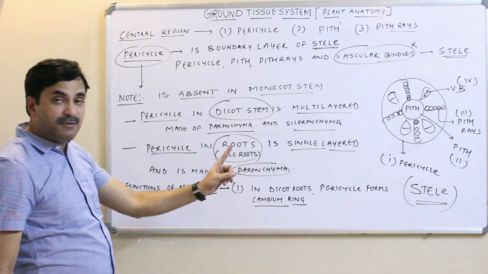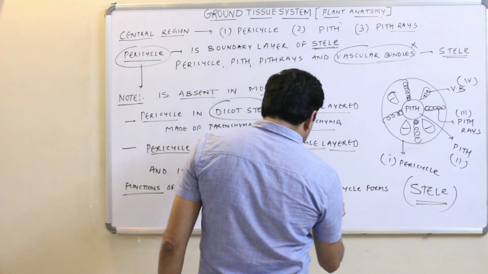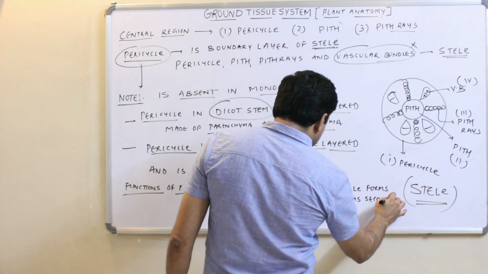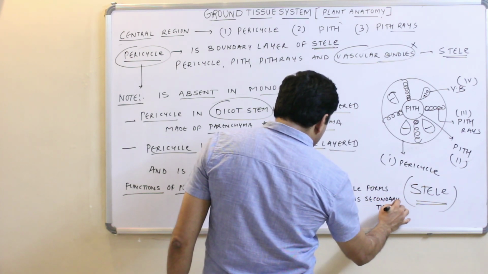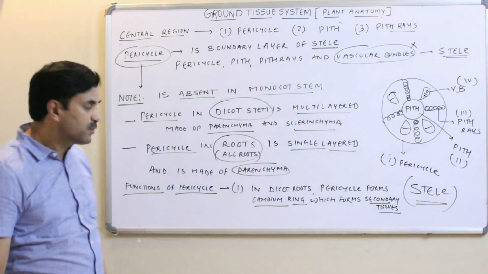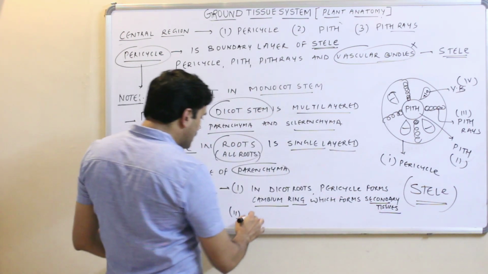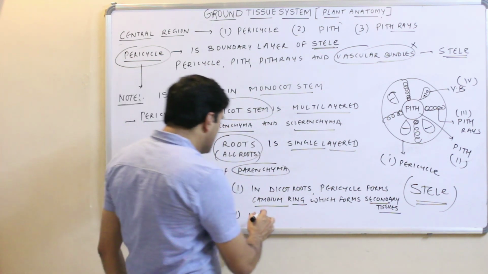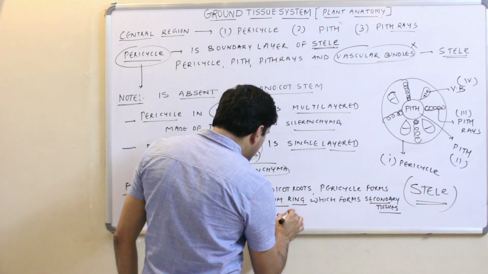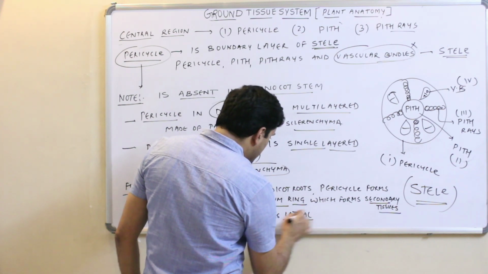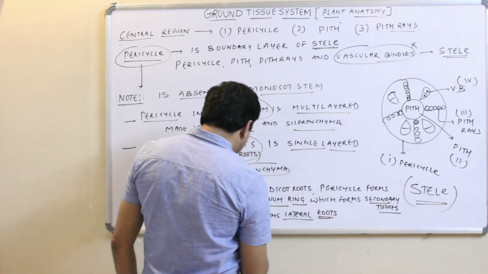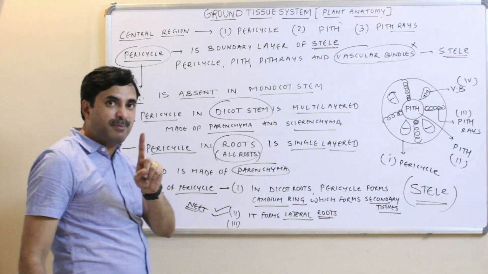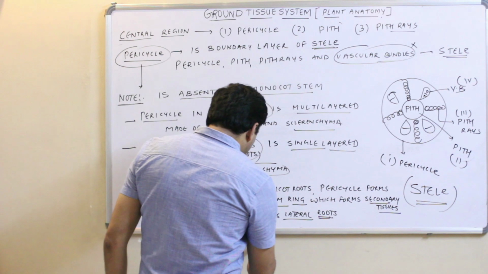In dicot roots, pericycle forms cambium ring, which forms secondary tissues. And you know very well, secondary tissues are formed at the time of the secondary growth. Number 2, very important question was asked in NEET, that it forms lateral roots. And the third point is that when the pericycle is composed of parenchyma, it stores food.